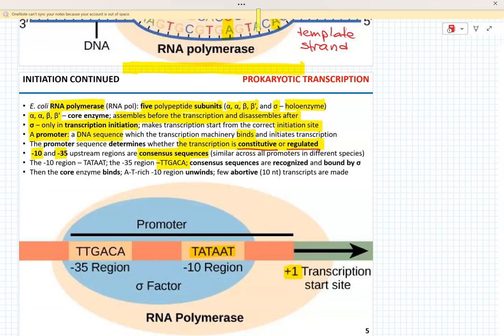These consensus sequences are recognized and bound by sigma factor. Once sigma factor binds to the promoter, the core enzyme can bind to it too. The AT-rich region in the TATA box unwinds, and RNA polymerase produces first transcripts, so-called abortive transcripts, with a length of about 10 nucleotides, before the transcription essentially kicks off.